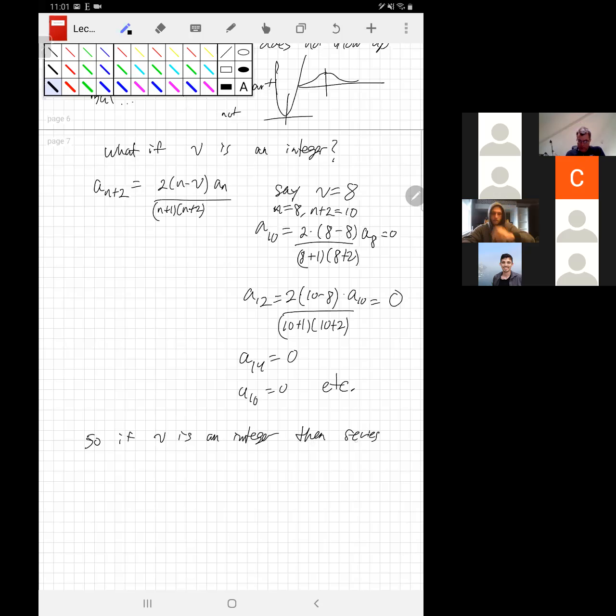So if nu is an integer, then the series stops after n equals nu. So the solution is a finite polynomial. The infinite series may be valid. A mathematician would look at e to the x squared and say, that is a well-defined function. We can take derivatives of it. It's continuous. What's the problem?